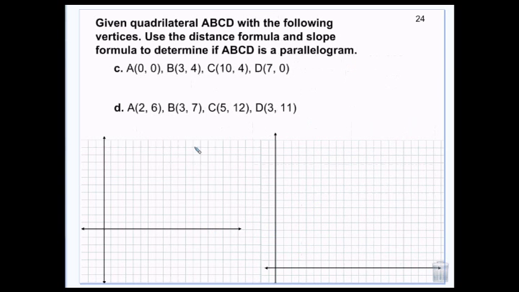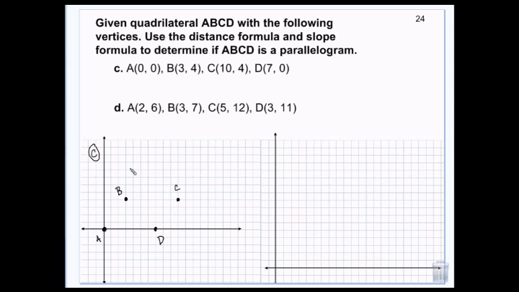Just, again, I'm going to plot these points. So that's A, 0, 0. B is 3, 4. So 1, 2, 3, 4. C is 10, 4. So that's 3, 4, 5, 6, 7, 8, 9, 10. 1, 2, 3, 4. And D is 7, 0. So that was 10, 9, 8, 7. Okay, so I've plotted the points. This one's C.